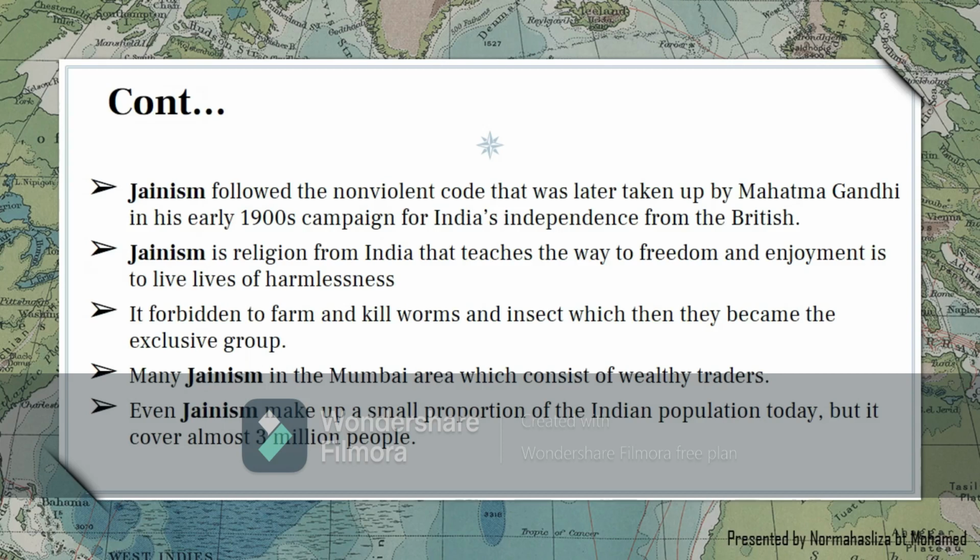Jainism is a religion from India that teaches that the way to freedom and enjoyment is to live off harmlessness. Forbidden to farm and to kill worms and insects, Jains became an exclusive group. Many Jains live in the Mumbai area, which consists of wealthy traders. They make up a small proportion of the Indian population, but include over 3 million people.